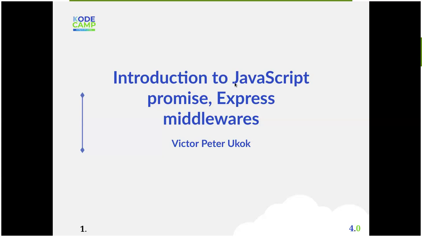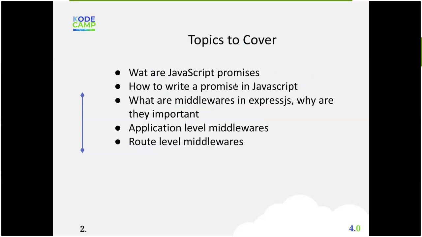So let's get right into it. So these are the topics we are going to look at today. Sorry for the typo there. It's what are JavaScript promises, how to write a promise in JavaScript, what are middlewares in Express.js, why are they important, application level middlewares, right? And then we'll see route level middlewares because there are different kinds of middlewares, okay? Now, let's go over to VS Code and let's already start.